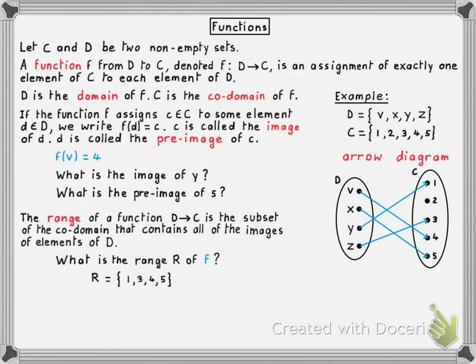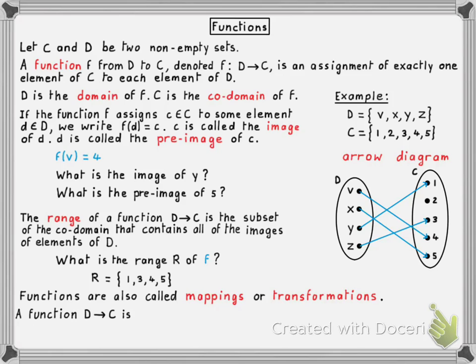Now, let me make a couple more observations. First of all, there are many names for functions. Here we call them an assignment of elements to elements in another domain. I talked of pairings before. Functions are also called mappings or transformations. But probably the most important observation here is that a function is actually a special kind of relation. And in particular, a function from the domain D to the codomain C is a relation from D to C.